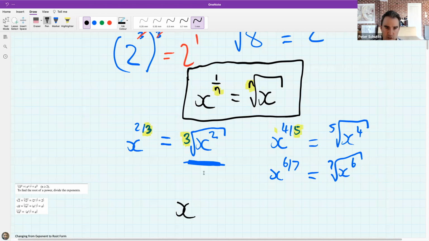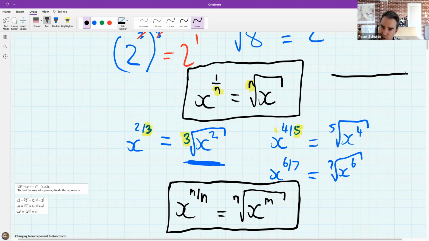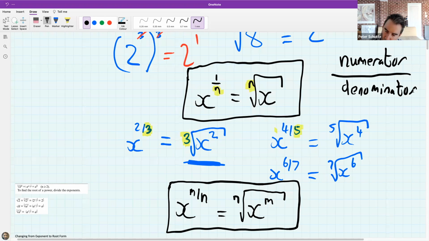So if instead of 1/n, we say it's m/n, and then we write it like this. What this is dealing with is the situation where it's no longer a 1 as the numerator. If you think of a fraction, the top one is called the numerator, the bottom one is called the denominator. In the second part of the lesson now, we're dealing with situations where the numerator is no longer just 1.